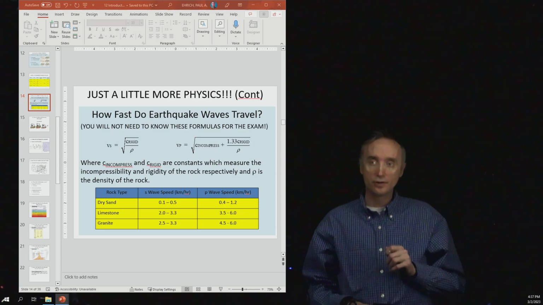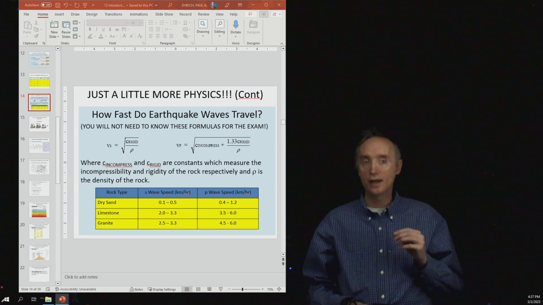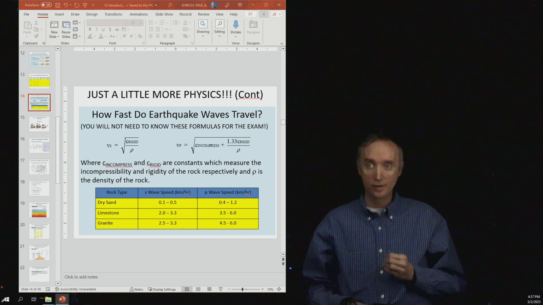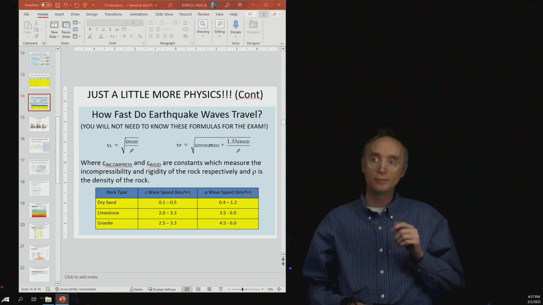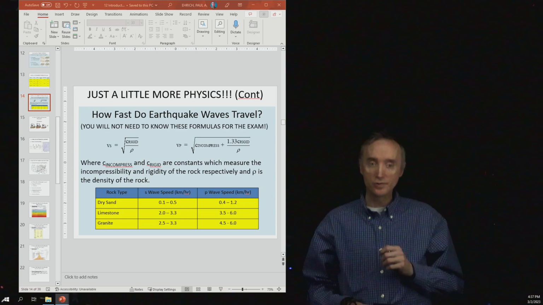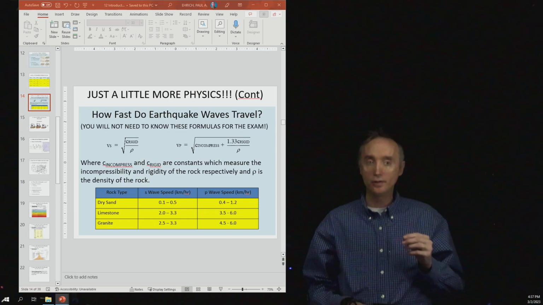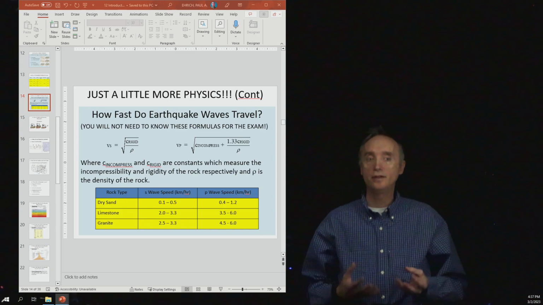You also notice that both the S waves and the P waves depend on how rigid the rock is. So that's called the rigidity. And every rock is going to have a different constant that goes with it. Then you'll notice that P waves also depend on another property of rocks, which is called the incompressibility. So these would be constants that you would look up.